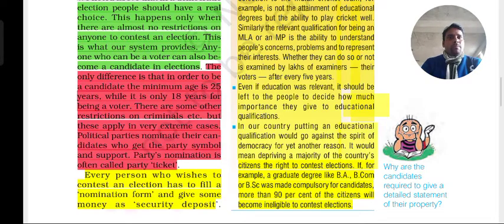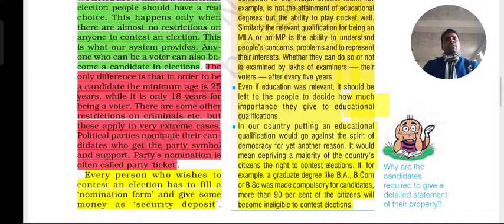It would mean depriving a majority of the country's citizens of the right to contest elections. For example, if a graduate degree like BA, BCom or BSc was made compulsory for candidates, more than 90% of citizens would become ineligible to contest the election. As I have said, all people are not educated in the country, so we have to respect them, especially the weaker sections. Some people may not have been able to study, but they may have a good quality of connecting with the people, or be a good speaker. So children, we cannot say that only educated people can rule the country or contest the election.